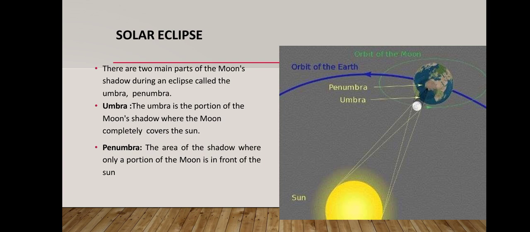Umbra is the portion of the moon's shadow where the moon completely covers the sun, where the light will be completely blocked by the moon's shadow, and that part will be known as umbra. And let's see penumbra, the area of the shadow where only a portion of the moon is in front of the sun. It means that the other portion of the sun's light will reach the earth, and it will be referred to as the lighter part. So the umbra will cause the darker part and the penumbra will cause the lighter part.